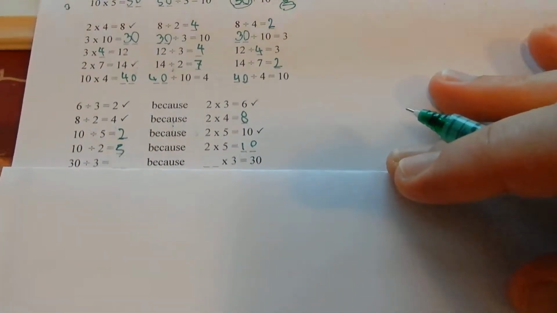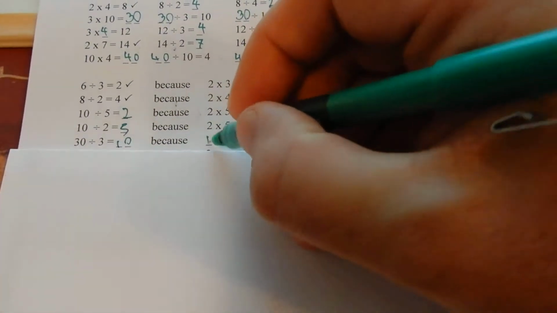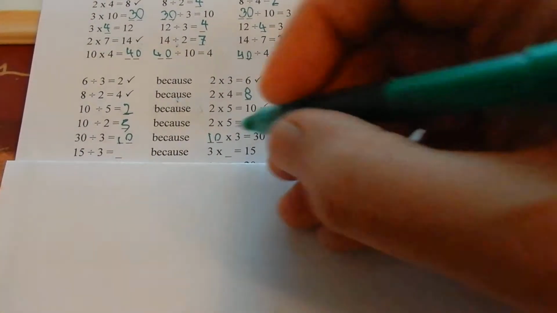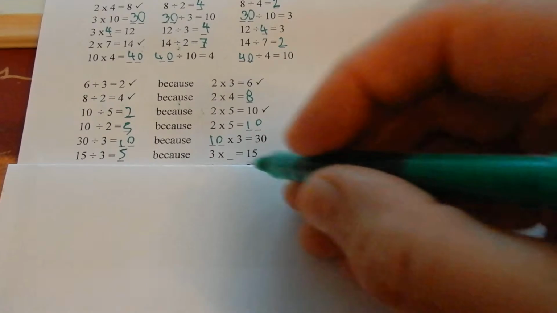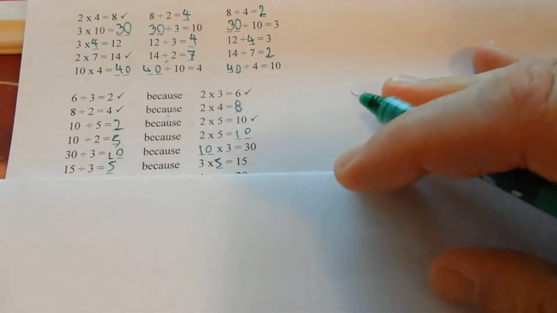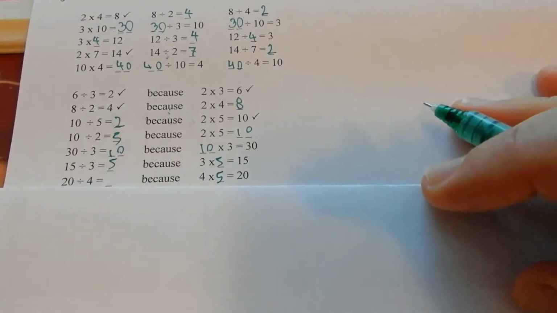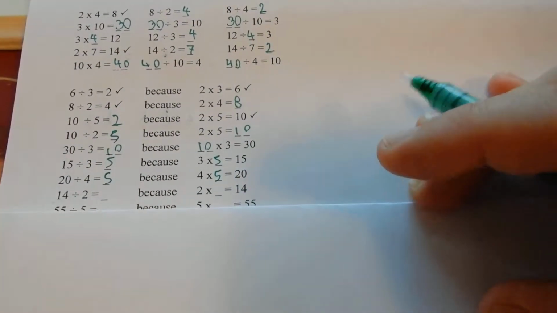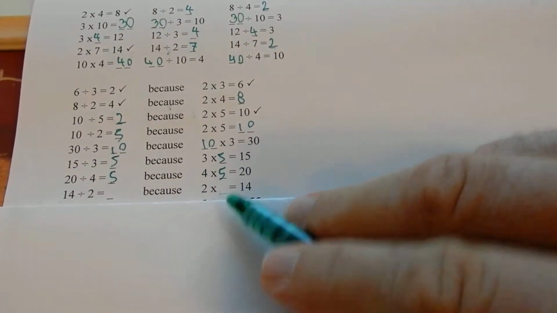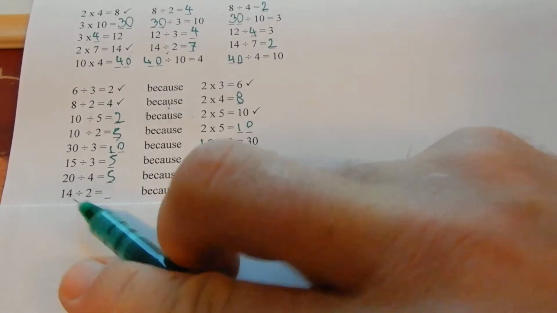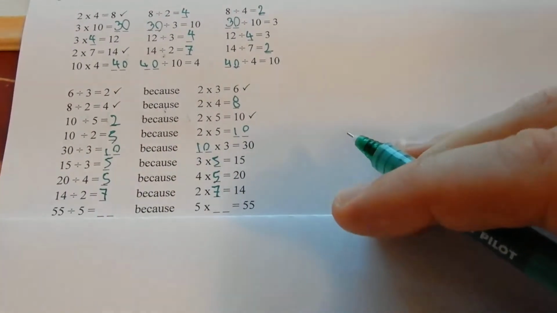30 divided by 3 is 10 because 10 times 3 is 30. They're triads. 15 divided by 3 is 5 because 3 times 5 is 15. Because 4 times 5 is 20, we can do 20 divided by 4 is 5. Because 2 times 7 is 14, we know that 14 divided by 2 is 7.